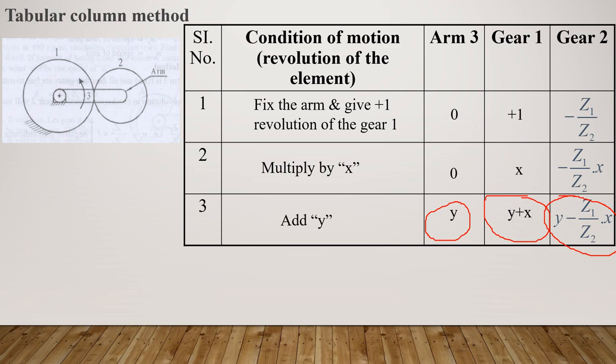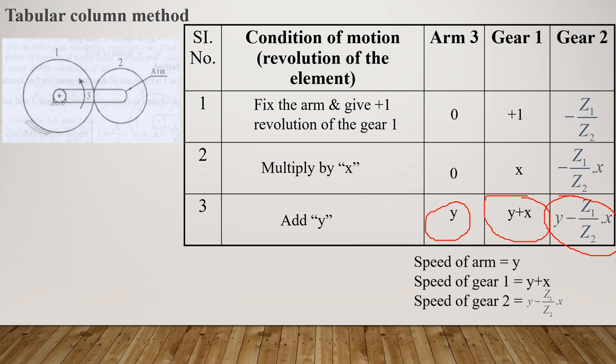Seeing these expressions, we can tell that arm 3 has a speed of y, gear 1 has a speed of y plus x, gear 2 has a speed of y minus z1 by z2 into x. So these are the three main expressions which we are considering to calculate the train value. Okay, how to calculate the train value, we will see while solving the problems.